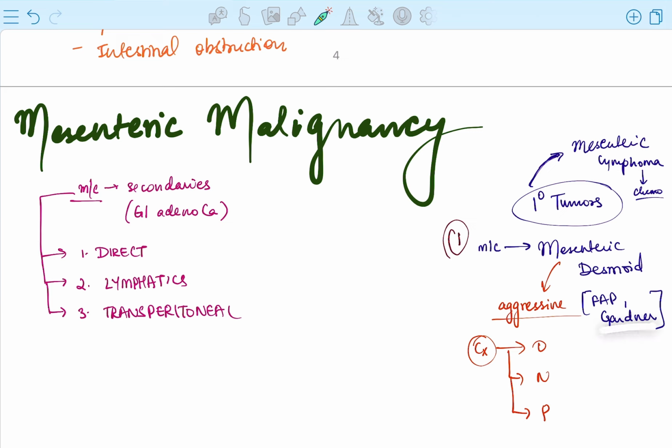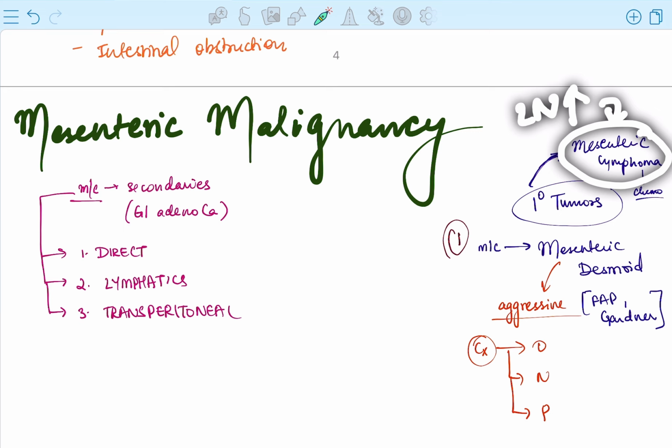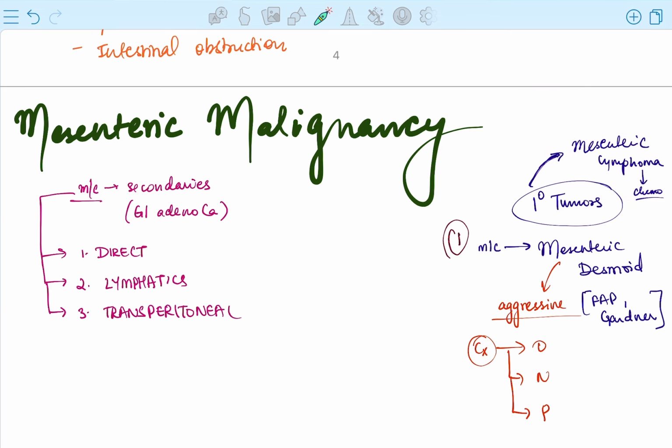Okay, and then we have the other tumor, which is nothing but mesenteric lymphoma. Obviously, there are a lot of lymph nodes in the mesentery, and it can take a malignant form and form a lymphoma. So how will you manage a mesenteric lymphoma? Via chemotherapy, obviously. So we completed the mesenteric lymphoma. Now we are going to see mesenteric desmoid.